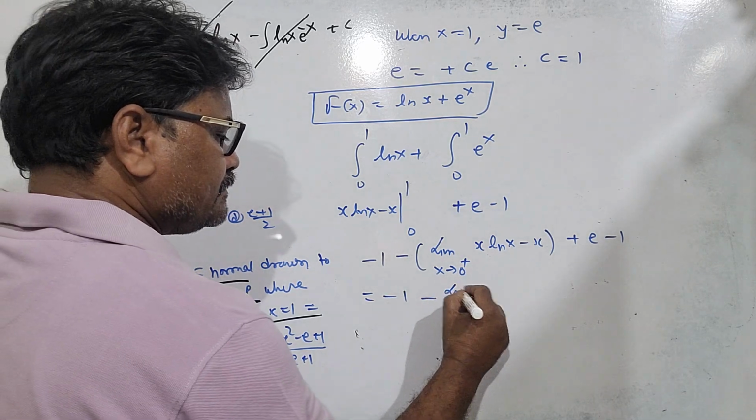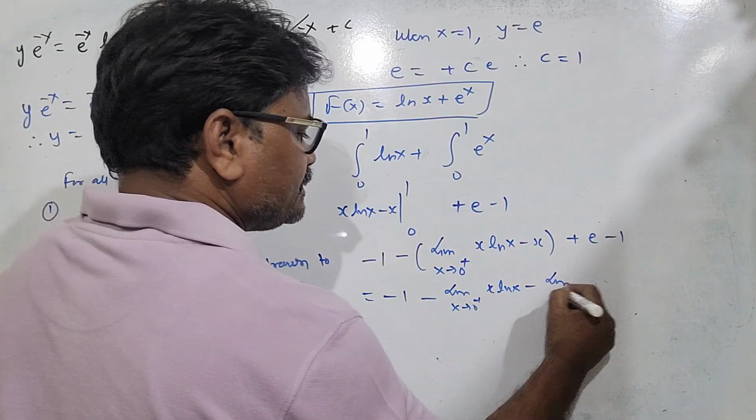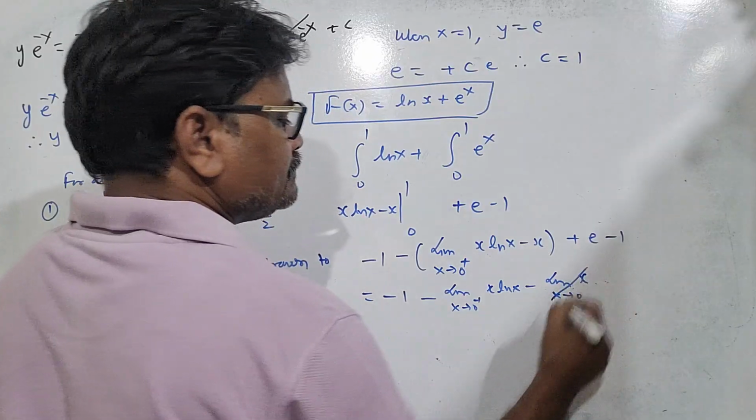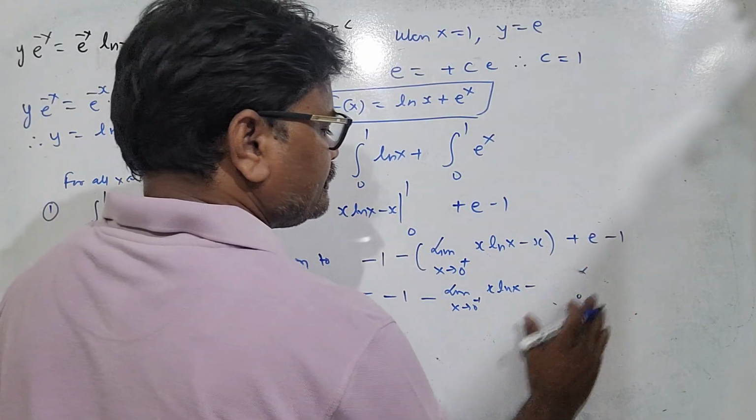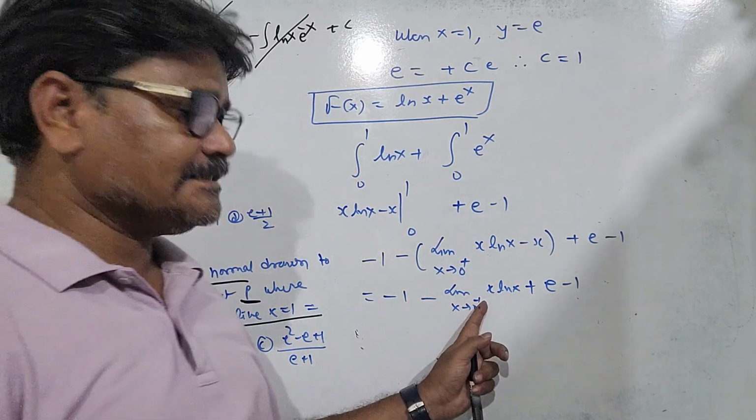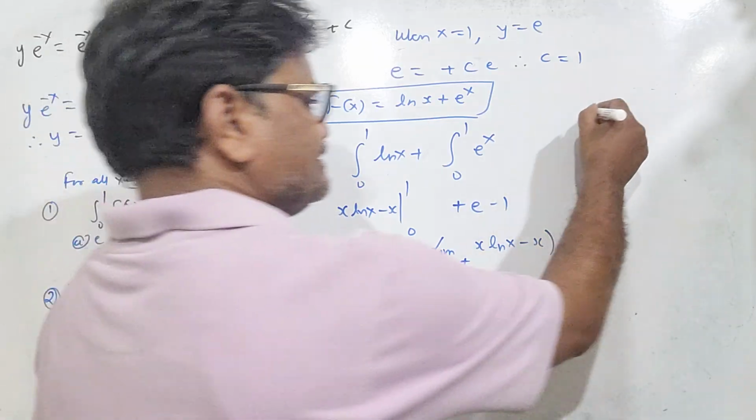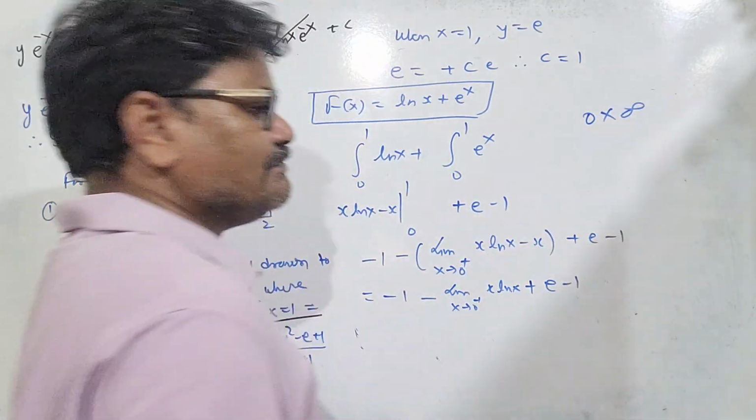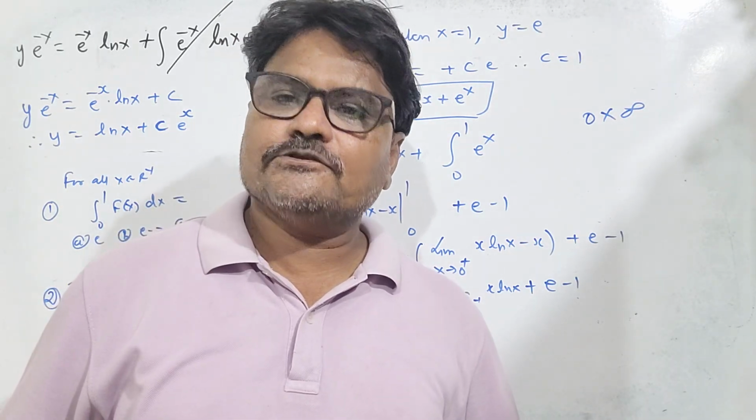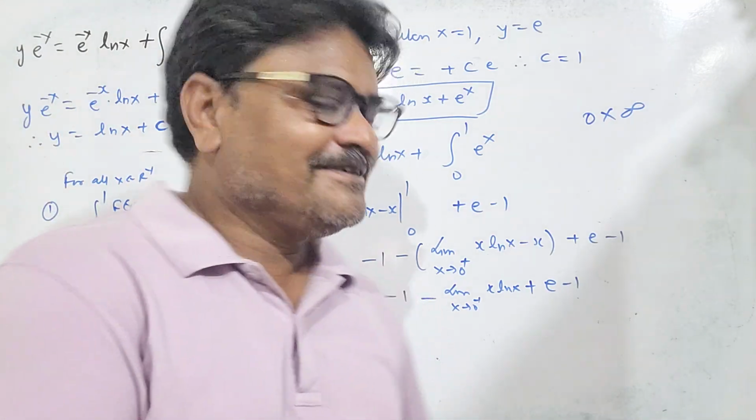This is minus limit x tending to 0 positive of x ln x, minus limit x tending to 0 of x, which is minus minus plus x. So this becomes 0; there is no problem with that. But mind it, plus e minus 1. Now how to determine this x into ln x? This is a 0 into infinity form, which has to be converted into infinity by infinity or 0 by 0 form so that we can apply the L'Hospital rule. That is the way. So the limit concept also comes there.